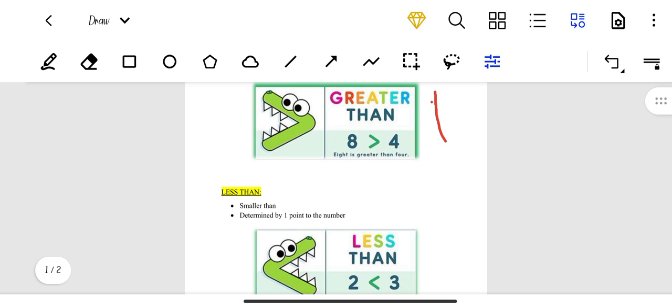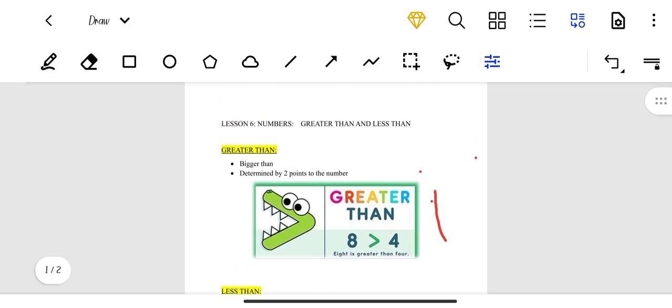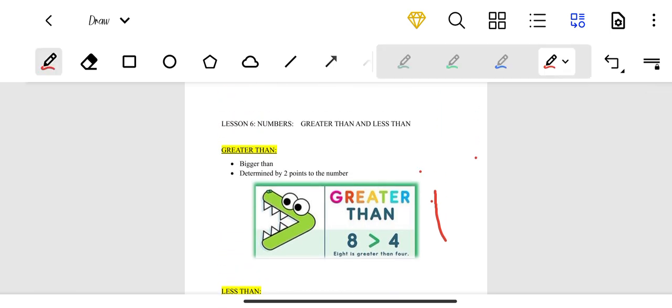So we have two symbols that determine the two. We have a symbol like this. We also have a symbol like that. For you to know that this number is greater than, you have to make sure that the bigger number is pointed by the 2 pointer. For us to know that this number is less than, that number that is less than is supposed to be pointed by the 1 pointer.